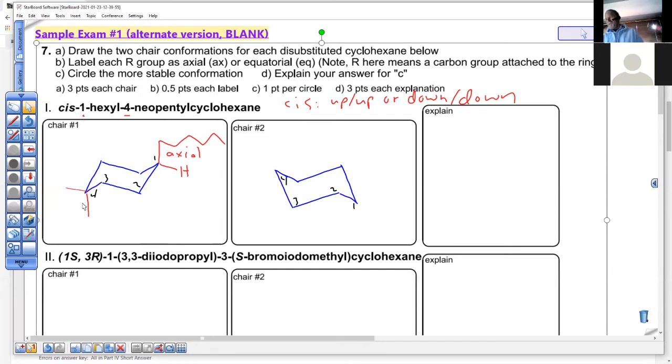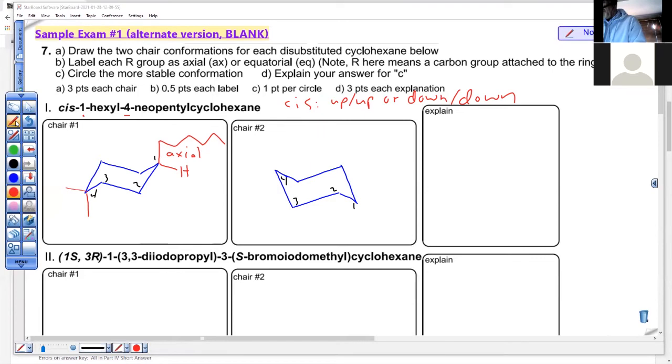Which of those two bonds is up? That one. Slightly up, equatorial. The important thing is it's up. Neopentyl goes there. Neopentyl, if you haven't reviewed that, is a 5-carbon group, as the name suggests. And it starts with a CH2 right there and ends with the old chicken foot.